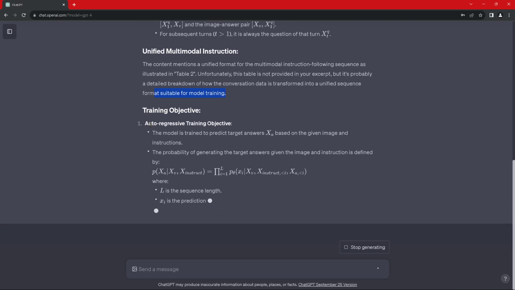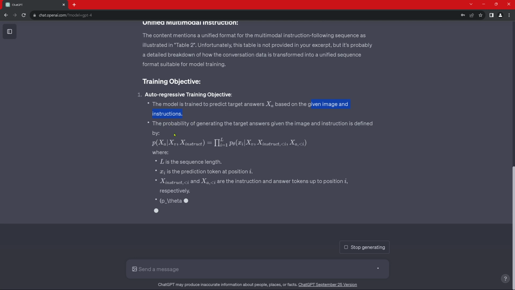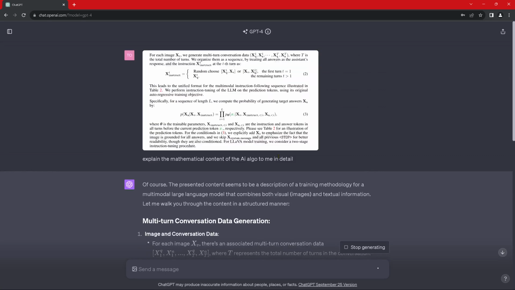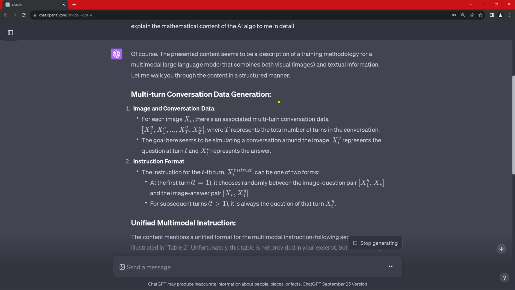Okay. Autoregressive training objective, yes, to predict target answers, XA, based on a given image and instruction, correct. The probability, look at this formula, look at this beautiful formula. Have a look at this, and now we compare it here. Yes, this is it. This is exactly the formula here. This is the formula. I am amazed.